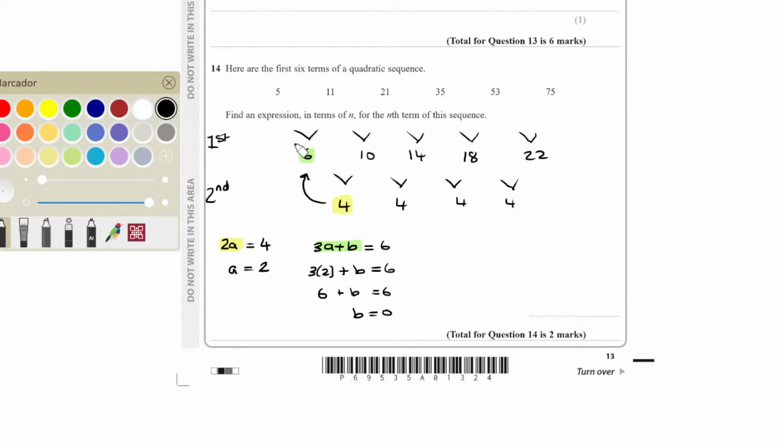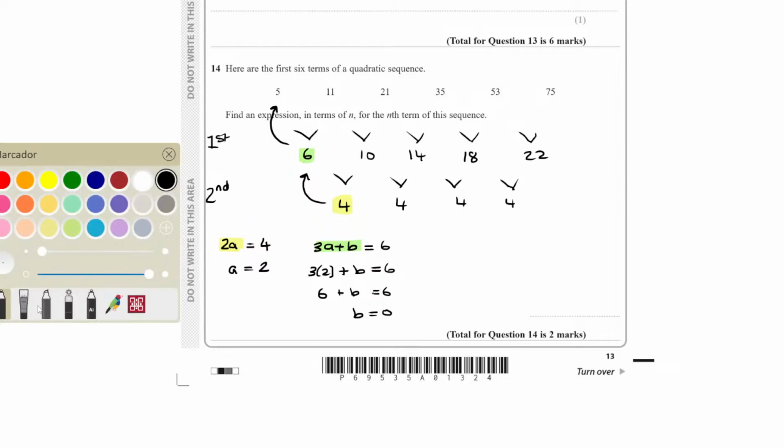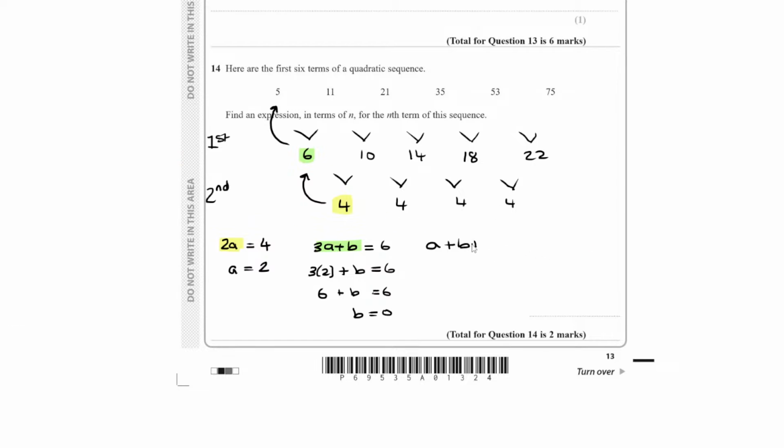And then you jump up again on this left-hand side to the first term in the actual sequence. It has to be the first term. That one is equal to a plus b plus c. Do you see how I have to do it in this order? Because I obviously need to know what a is in order to work out b, and I need to know what b is in order to work out c. So a is 2, b is 0. And then you could work out c.